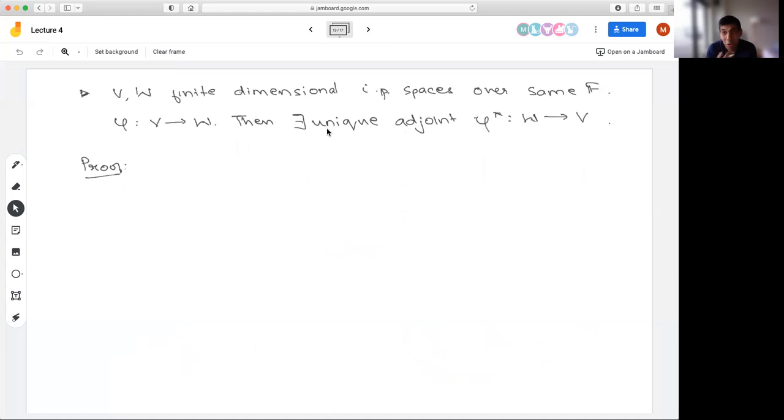Okay. Once you have this, you can also prove the existence of adjoint. Again, let's stick with finite dimensional spaces, and I claim that you can prove that every linear transformation now has a unique adjoint. Again, I'm using some shorthand. This IP spaces is just a shorthand for inner product spaces. And the proof is more or less a direct consequence of what we just said.